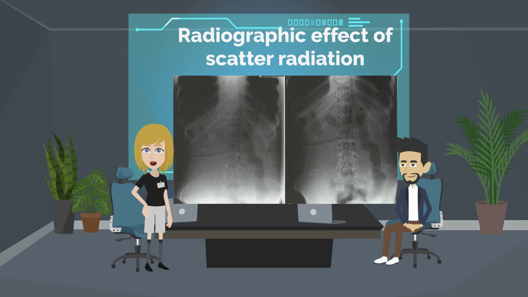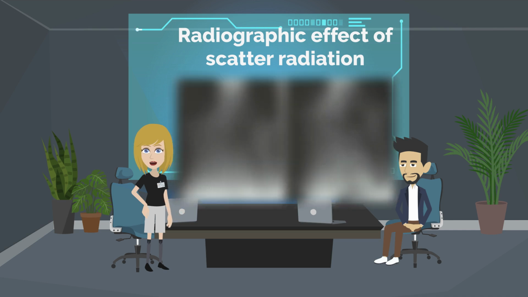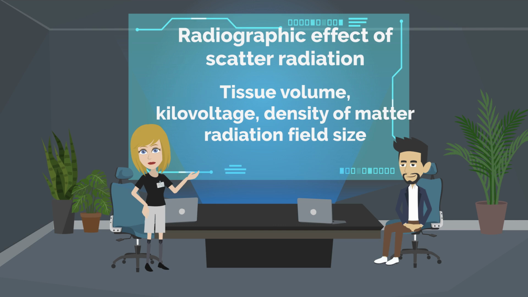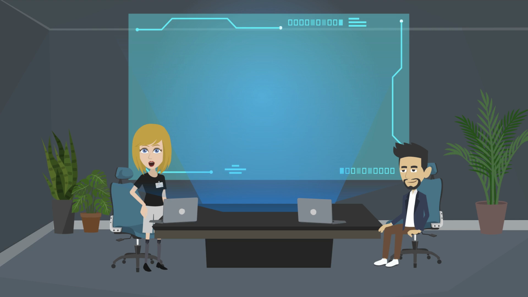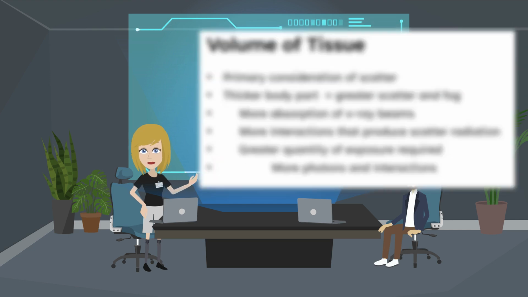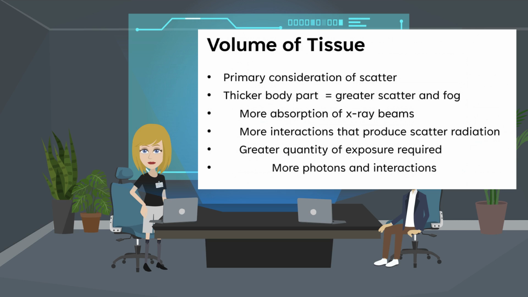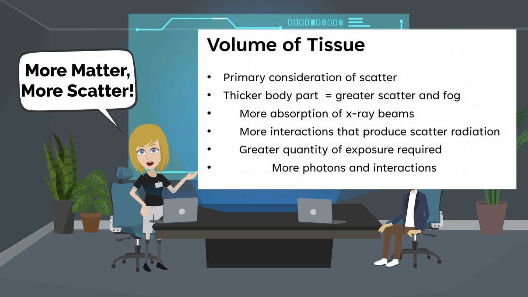The quantity of scatter fog depends on four primary factors that directly affect the quantity of scatter radiation fog on the radiograph: tissue volume, kilovoltage, the density of the matter, and field size. First, let's talk about how the volume of tissue affects the amount of scatter radiation produced. The thicker or larger the body part is, the greater the scatter and the fog. Like my instructor told me once, more matter, more scatter.